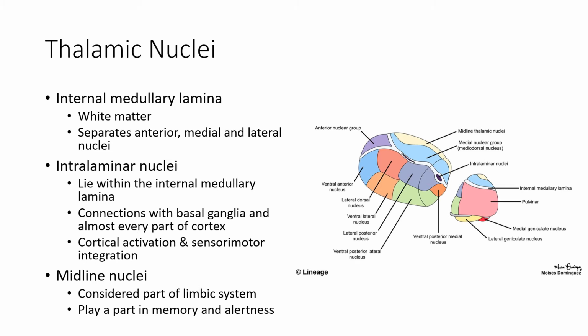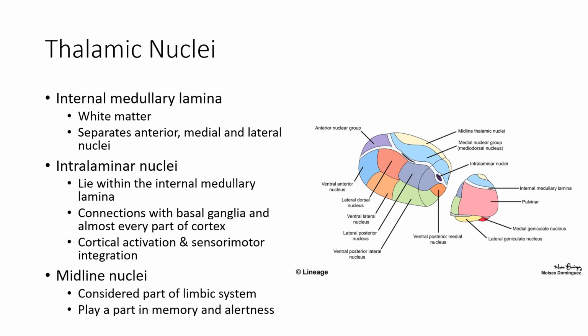Intermedullary lamina, we're going to see white matter here, separates anterior, medial, and lateral nuclei. So you can see that white line running through the thalamus there. Interlaminar nuclei lie within the internal medullary lamina, connections with basal ganglia and almost every part of the cortex. Cortical activation and sensory motor integration.